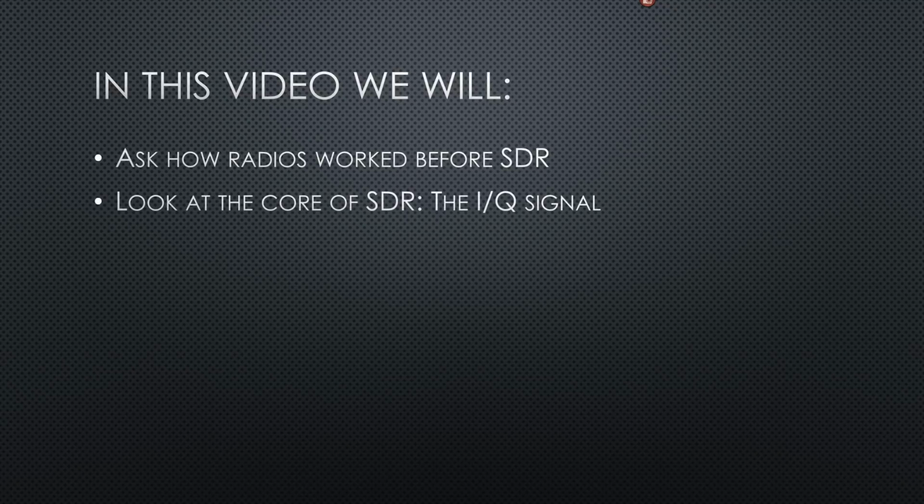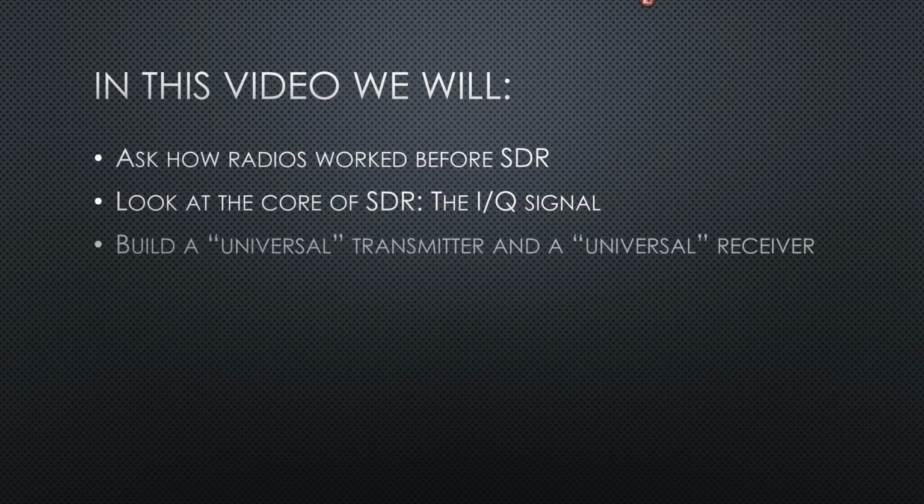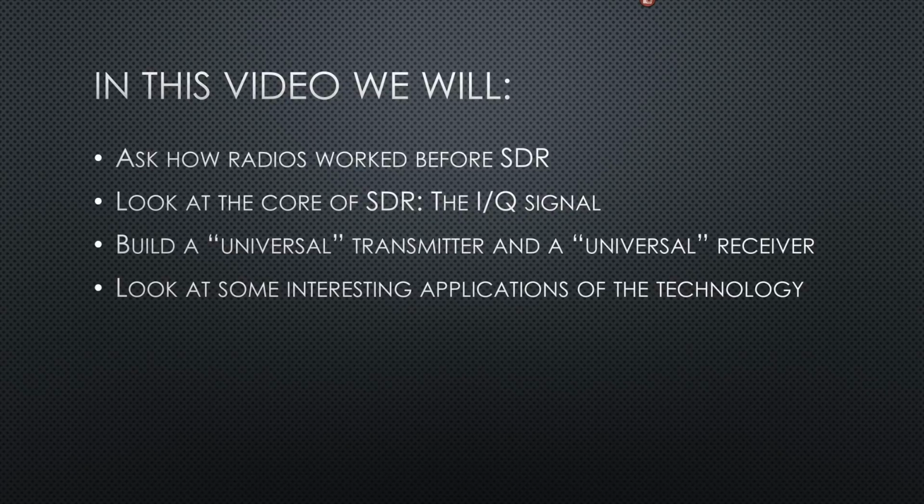In this video we will look at how radios worked before SDR. Maybe we can learn something useful. Look at the core of SDR, the IQ signal, and how it is created. Build a universal transmitter and a universal receiver. Look at some applications of the technology which are interesting for makers.